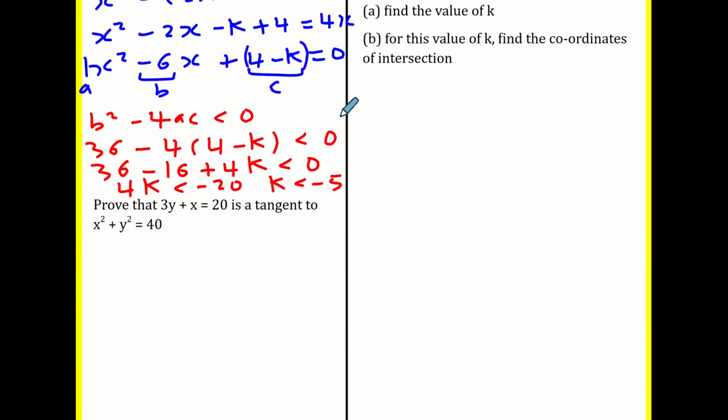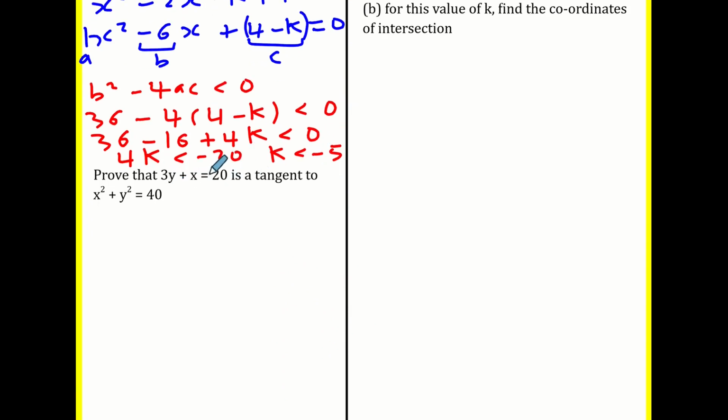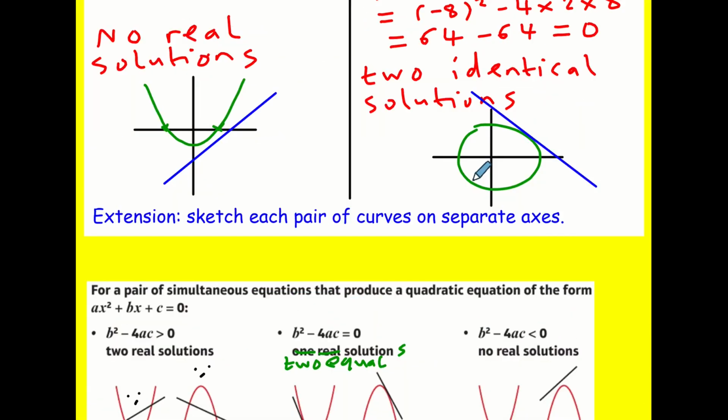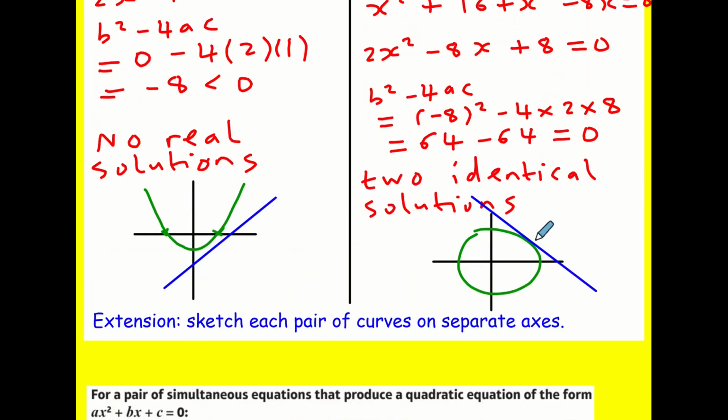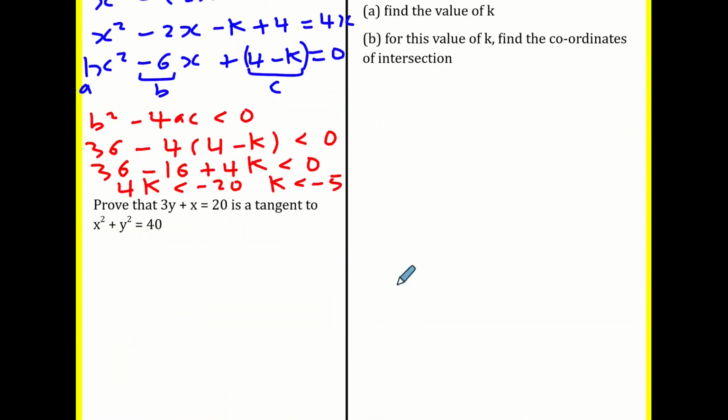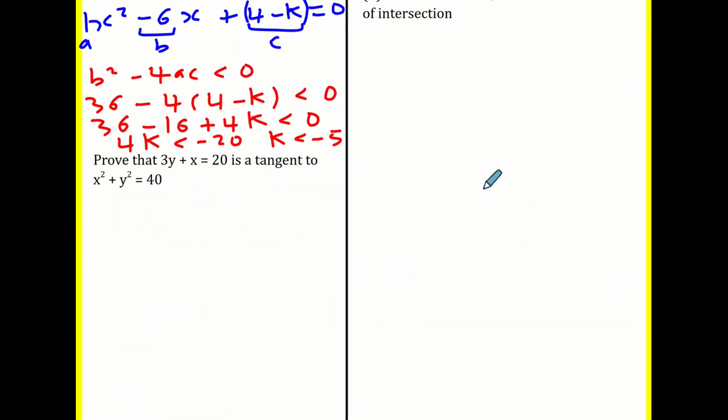All right, next one. Prove that 3y plus x equals 20 is a tangent to x squared plus y squared equals 40. Now, I've kind of already mentioned this. Tangents, we've had a tangent here when the discriminant was equal to 0, and I even spoke about it here. So essentially, this is code for we need to show that the discriminant is equal to 0. And we can do that by substituting in. It makes sense to substitute in for x. So x is equal to 20 minus 3y. And then let's substitute that in.